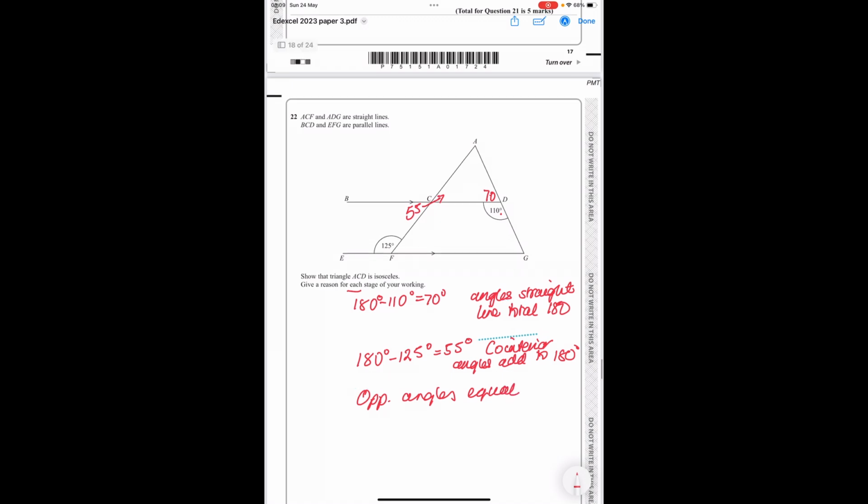So this one here must be 55. We then know that angles in a triangle add to 180. So we have 180 minus 55 minus 70 gives me 55. So this one is 55. So because we have two angles that are the same, it is an isosceles.